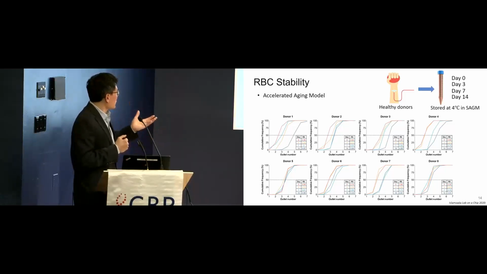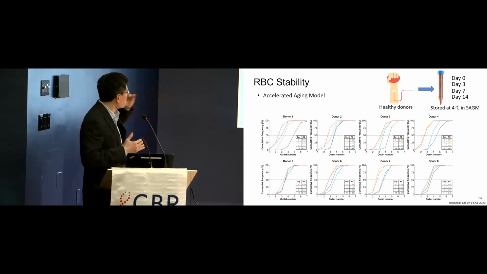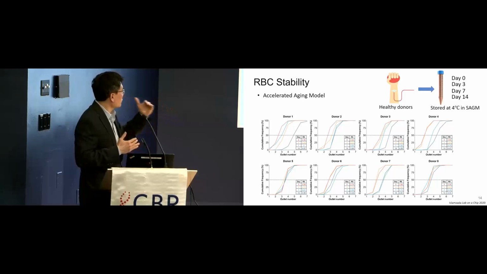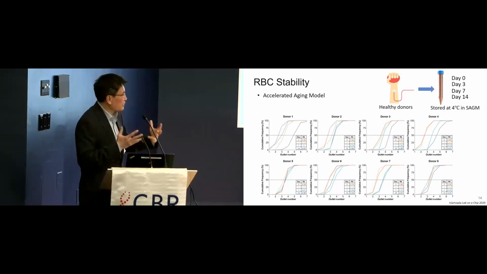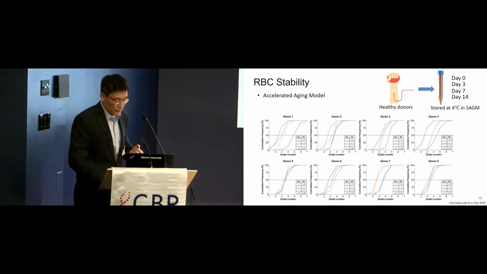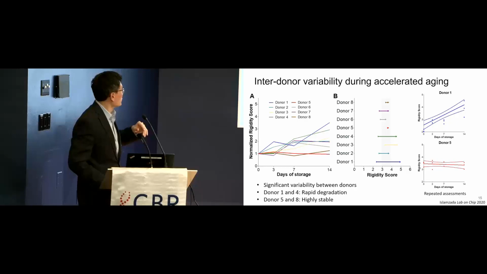Interestingly, if you look at this, you see that for some donors the red cells are more stable, and for some donors they degrade rapidly. Donor 1 here degrades rapidly, and the cells get more rigid, whereas donor 5 and donor 8 are quite stable. Even after 14 days of storage, which we think is equivalent to storing for the whole 6 weeks, the red cells seem to retain their deformability.